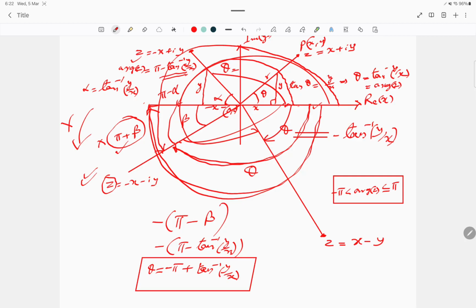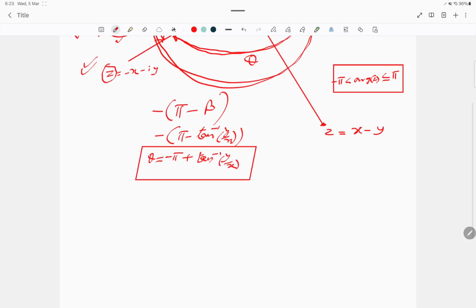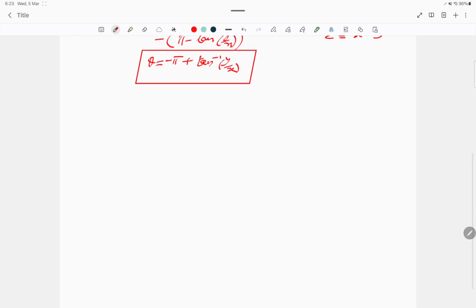So I hope that you are now clear on the concept of principal argument and what the argument will be in different quadrants. This is called principal argument. Principal argument means the unique value of the angle. Suppose once again I am drawing the figure here. What does unique value mean? So from here, suppose we have an angle theta. So theta can have infinitely many values. So theta can be measured in different ways.